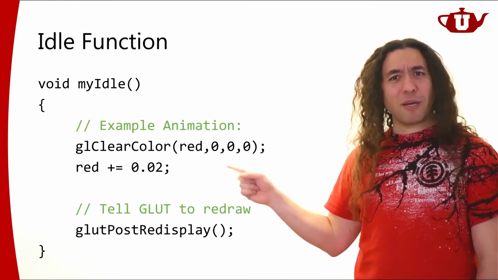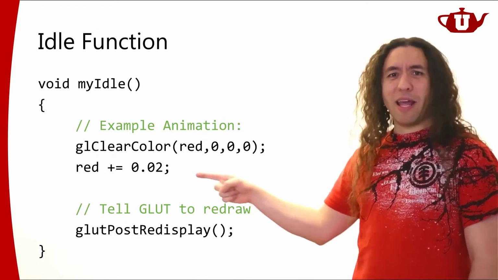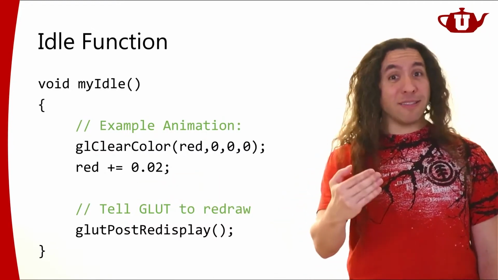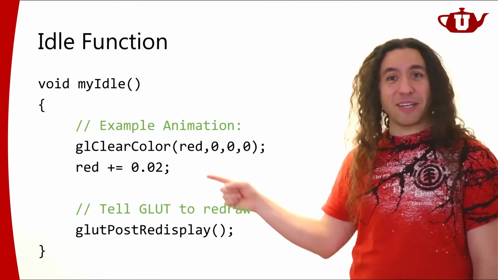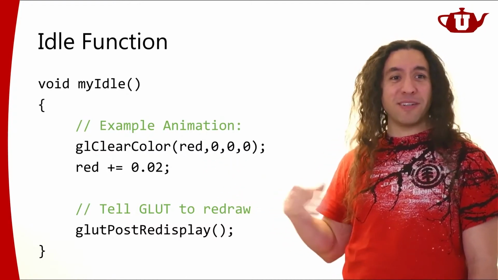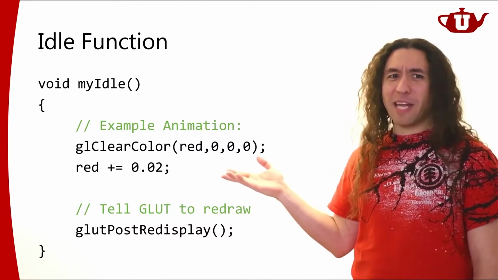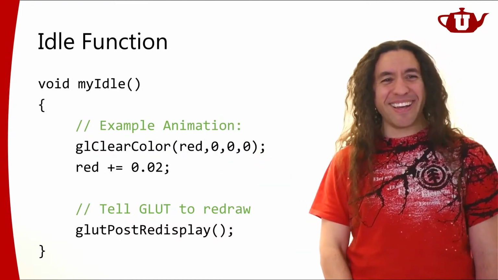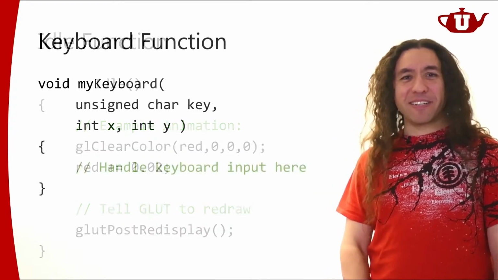You should probably check how much time has passed. And then at some point, this red value is going to reach 1 and will start going beyond 1, which is not going to be very helpful here. So this is a very, very bad animation example anyway, just to give you an idea.